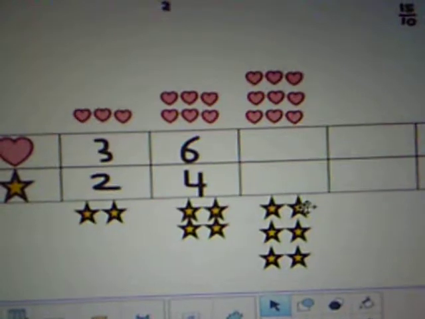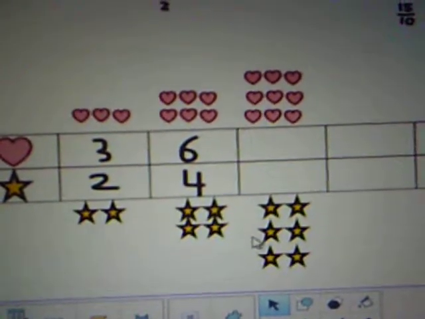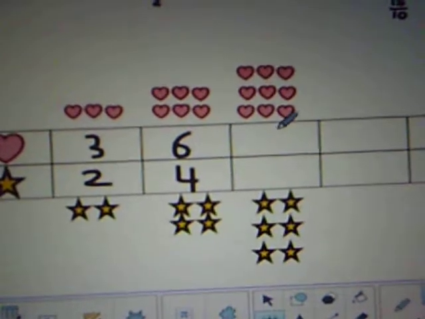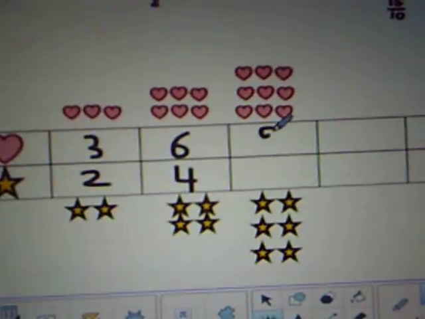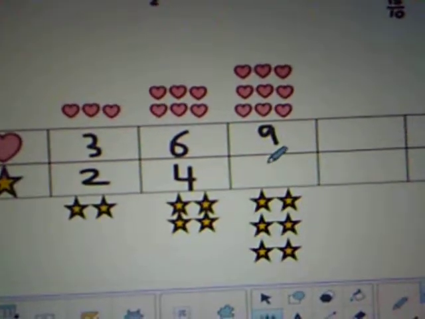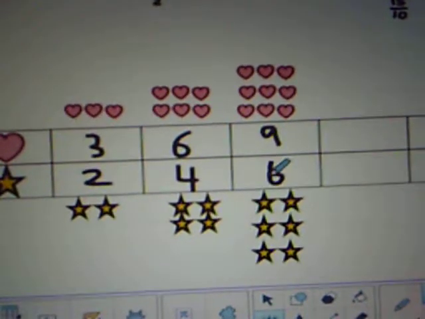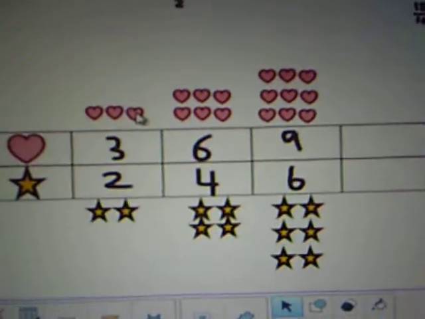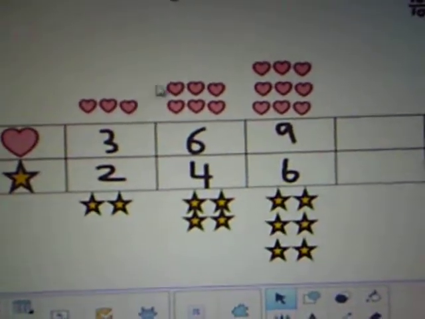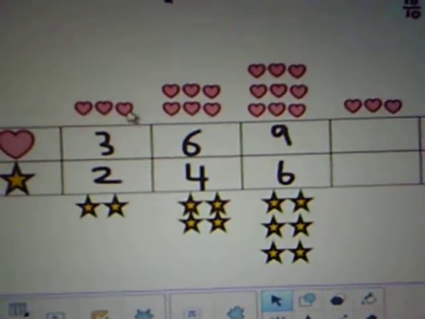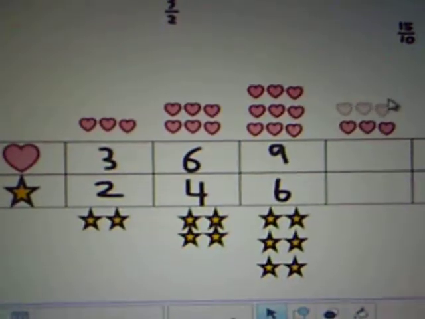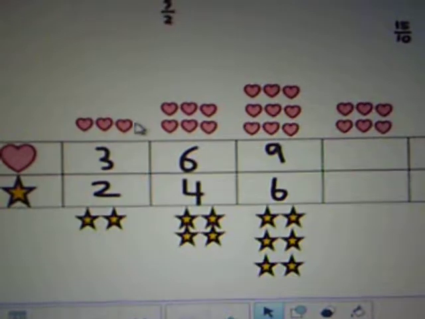3 hearts, 2 stars, 3 hearts, 2 stars, 3 hearts, 2 stars, giving us 9 hearts and 6 stars. And all we do is keep the same relationship going, 3 to 2 every time, and we will keep making equal ratios. So this is the first step to determining if 2 ratios are equal.